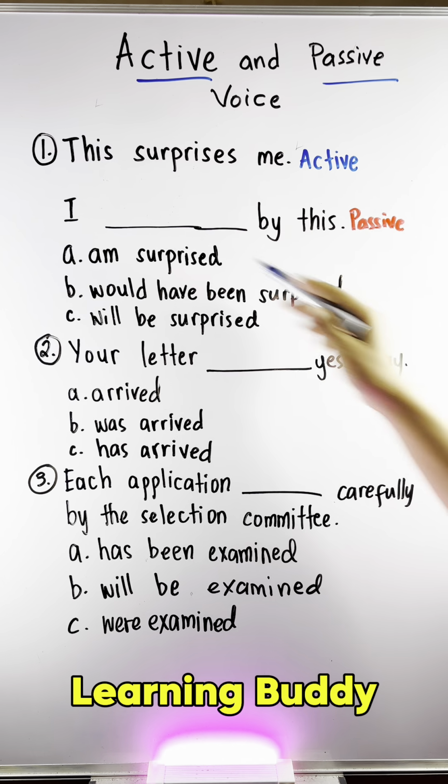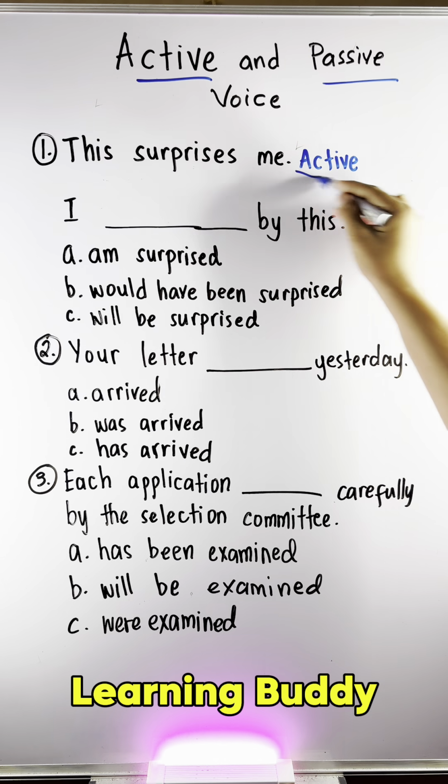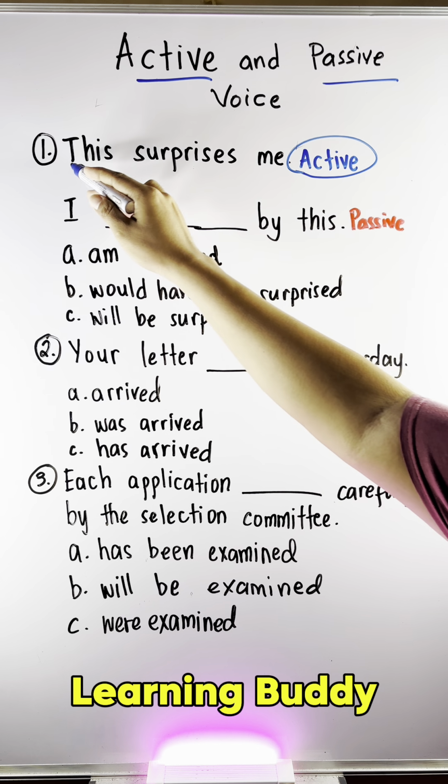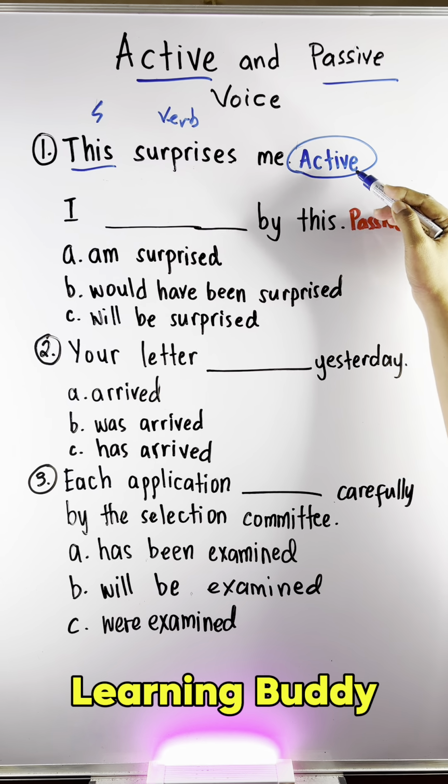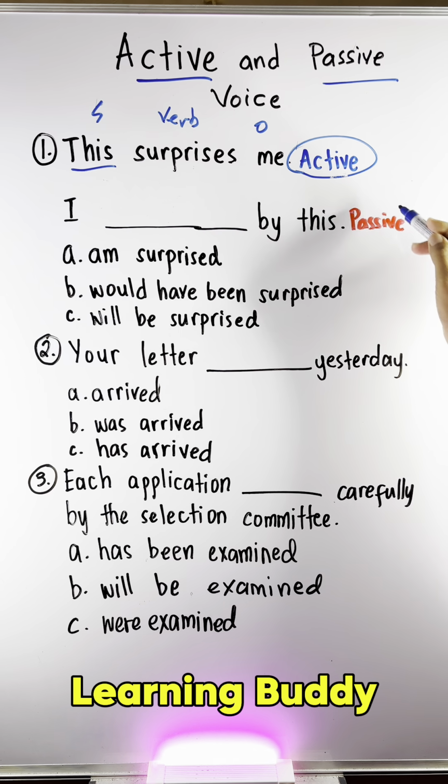Let's talk about active and passive voice. Number 1, this surprises me. This sentence is in active voice. The subject of the sentence is this, the verb is surprises, and the object is me.